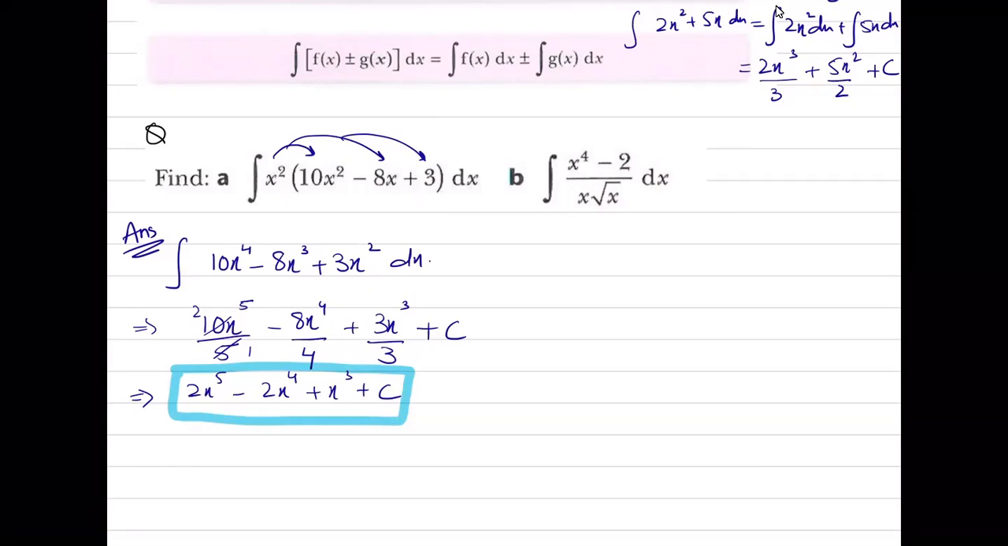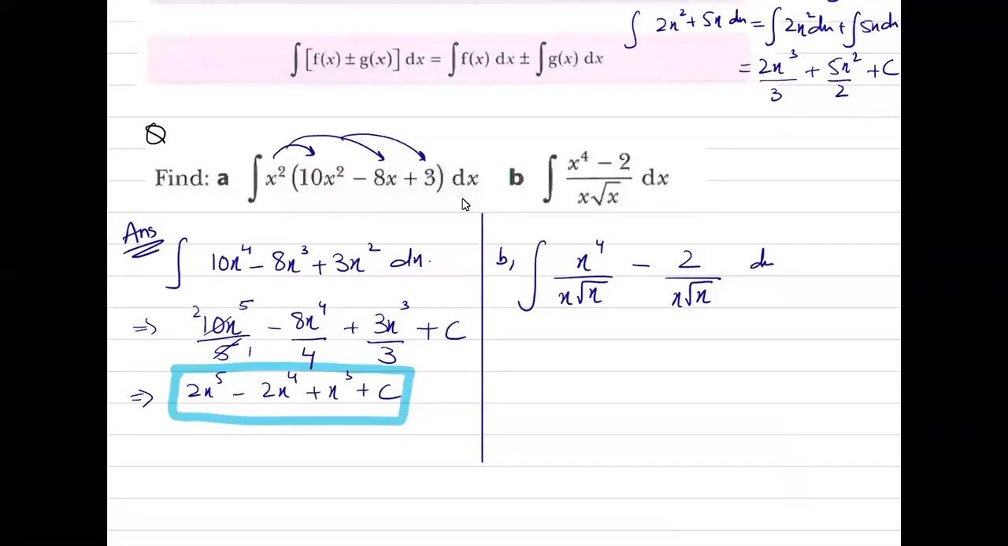For the next one, you have been given a fraction, so you can write it like this and then integrate. You can split the fraction up: x to the power of 4 times x over root x, minus 2 upon x over root x, dx. Now you can try from here.